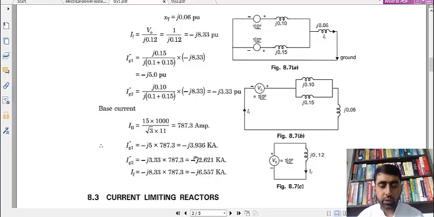So I hope you understood how to use the per unit system to calculate the fault current and the different voltages. If you are asked to find the voltage over here, you can simply calculate it. If you are asked to find anything else, it is simple circuit analysis.